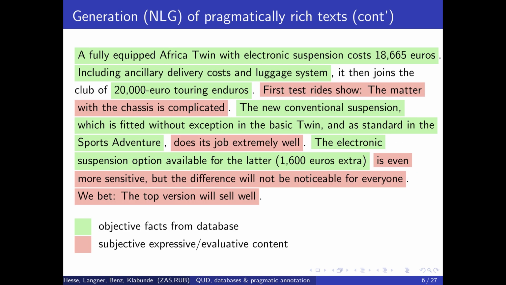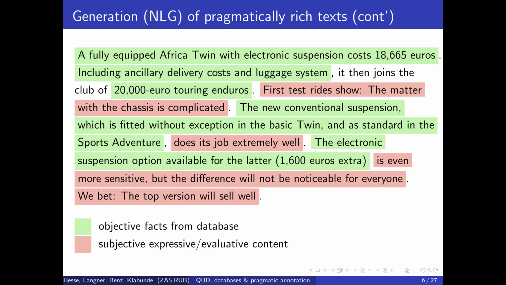So here's a more complicated example from our corpus, where you see in green and red what the mix of types of information is. So we have in green objective facts from the database. So there's objective statements, assertions about certain technical facts that should come from the database. And then the red portions, those are the subjective, expressive, evaluative parts of the text.